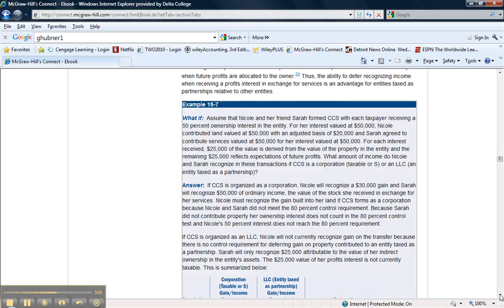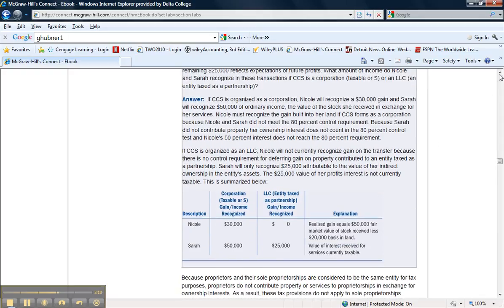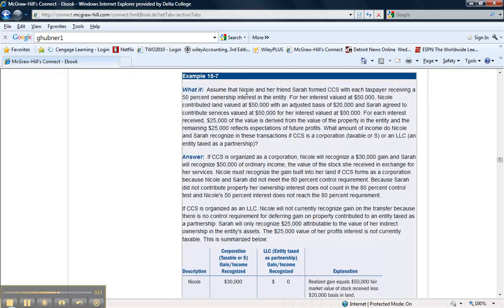But essentially, there's a good summary right here, a good example, I should say, that has Nicole and her friend Sarah forming this company, CCS. Each one receives a 50% ownership interest in the entity. For her interest valued at 50, Nicole contributed land valued at 50 at a basis of 20. Sarah agreed to contribute services valued at 50. For each interest received, 25 of the value is derived from the value of the property in the entity, and the remaining is an expectation of future profits.